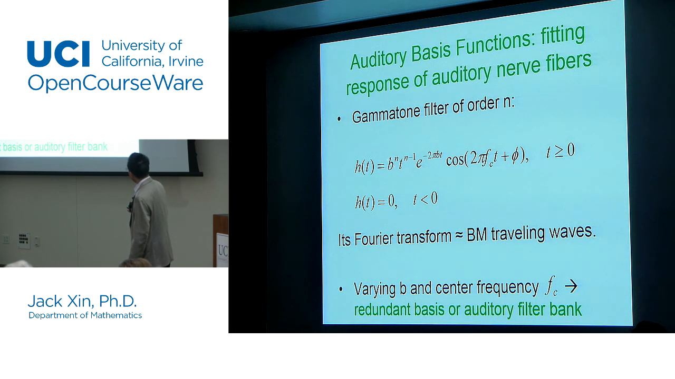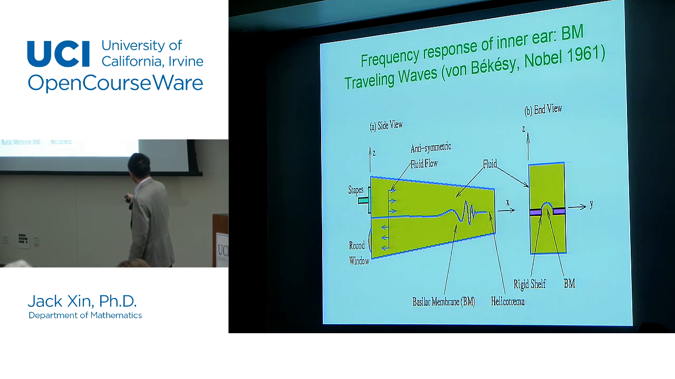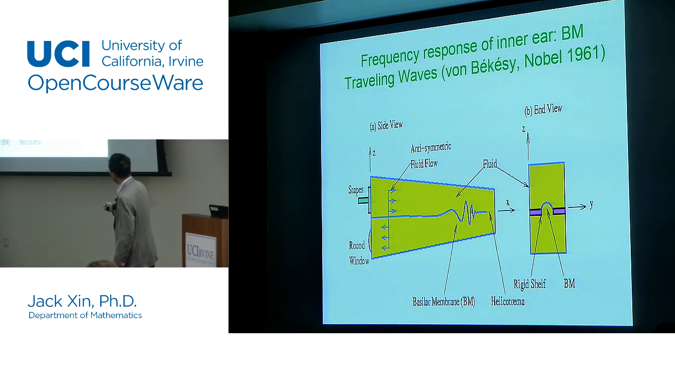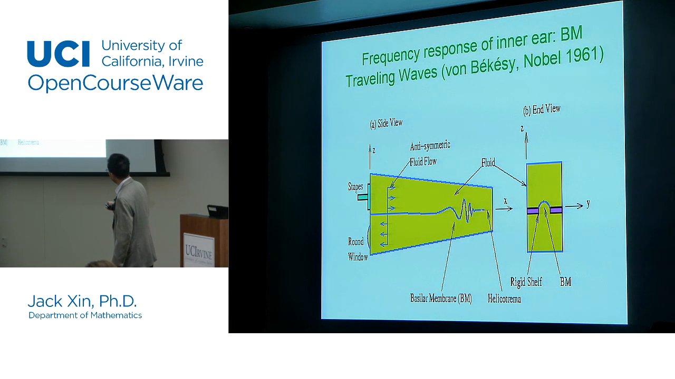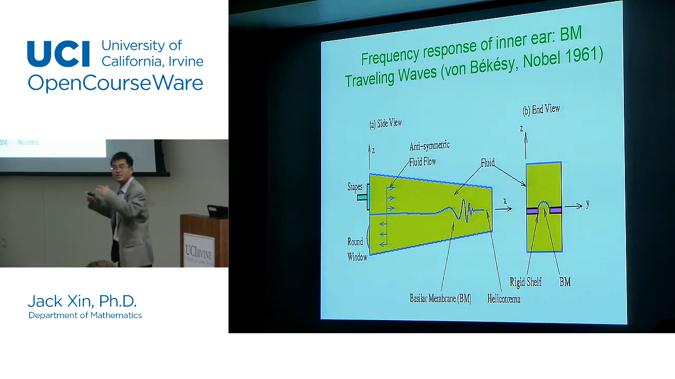B is a number. I think it's related to the order. So somehow it carries some shape information. If we go back here, I only plotted one. The low frequency ones tend to spread out a little bit more, so the envelope is a little wider. The high frequency ones are a little sharper. So the B has something to do with the shape.